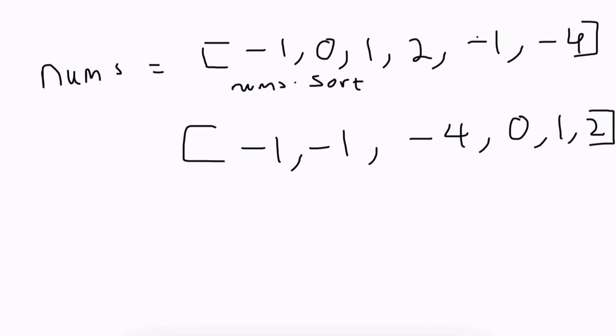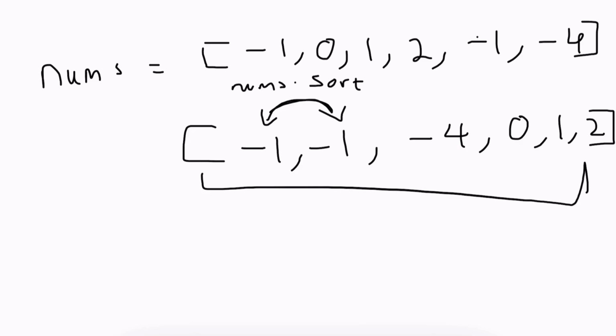Now, looking at it, we see that we have some duplicates. So we have -1 and -1. These are both duplicates, right? Another thing I want to do is, in this problem, my approach is I'm going to loop through the entire thing. And after I loop through it, if I see that nums[i] is the same thing as the value before, I'm just going to skip and continue, right?